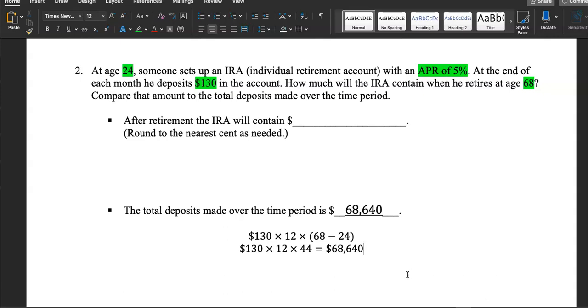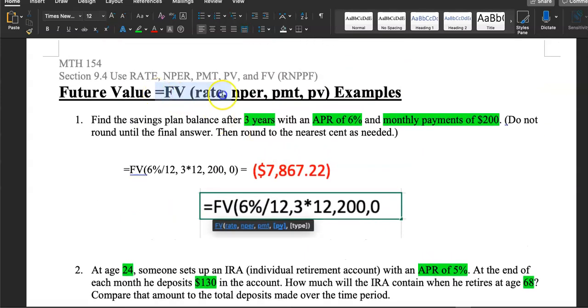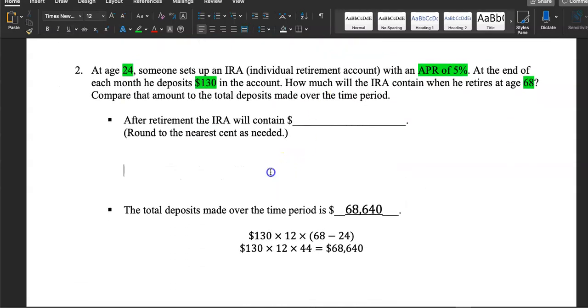So why don't we go ahead and figure out how much he's actually going to have? Because that's the money that he's paying, but that's not the money he's going to end up having. All right, so let's figure this out by using the future value function. Why do you think we're using the future value function? Because we want to know how much money he will have in the future, in 44 years from now.